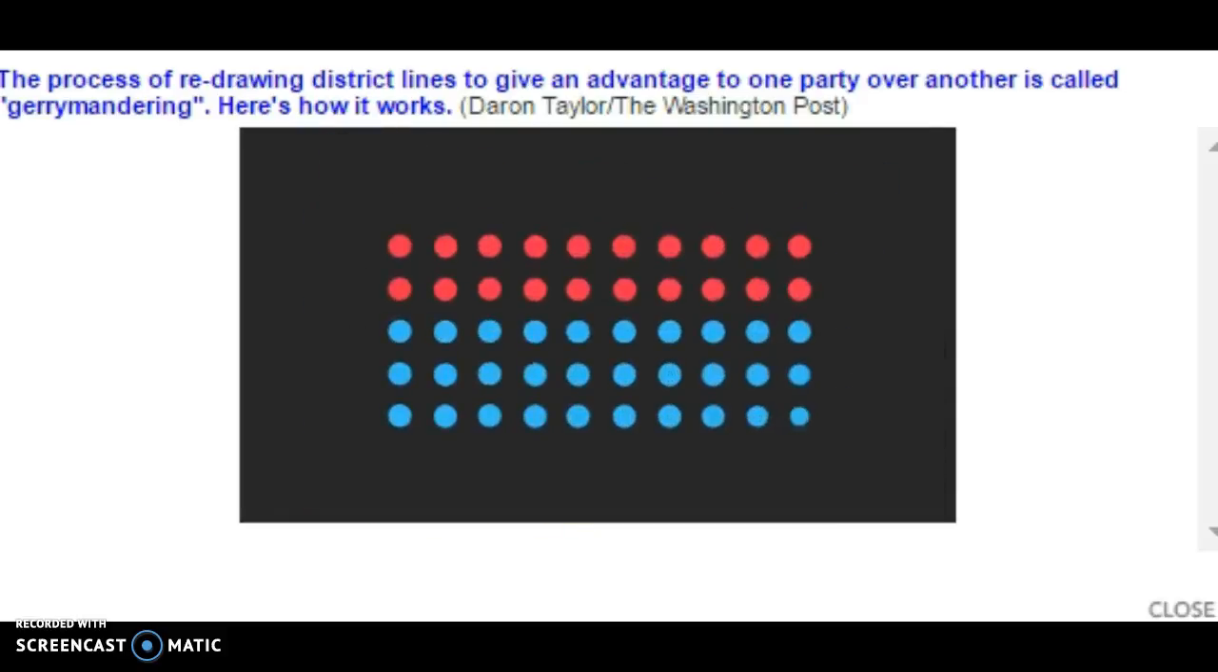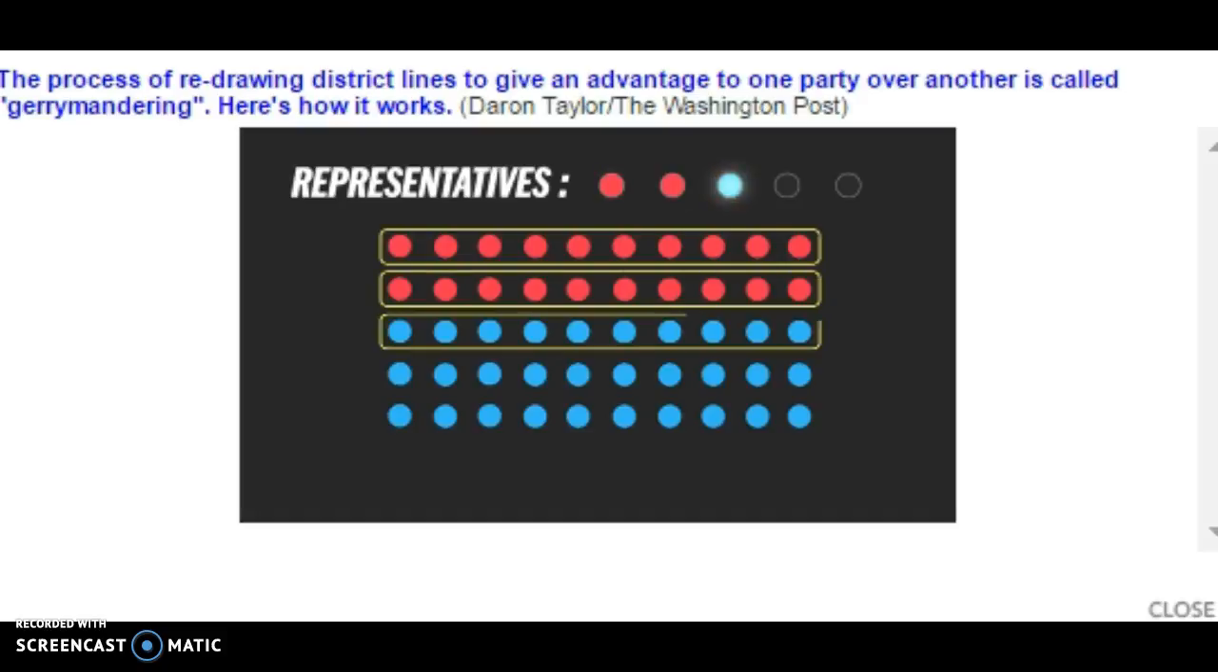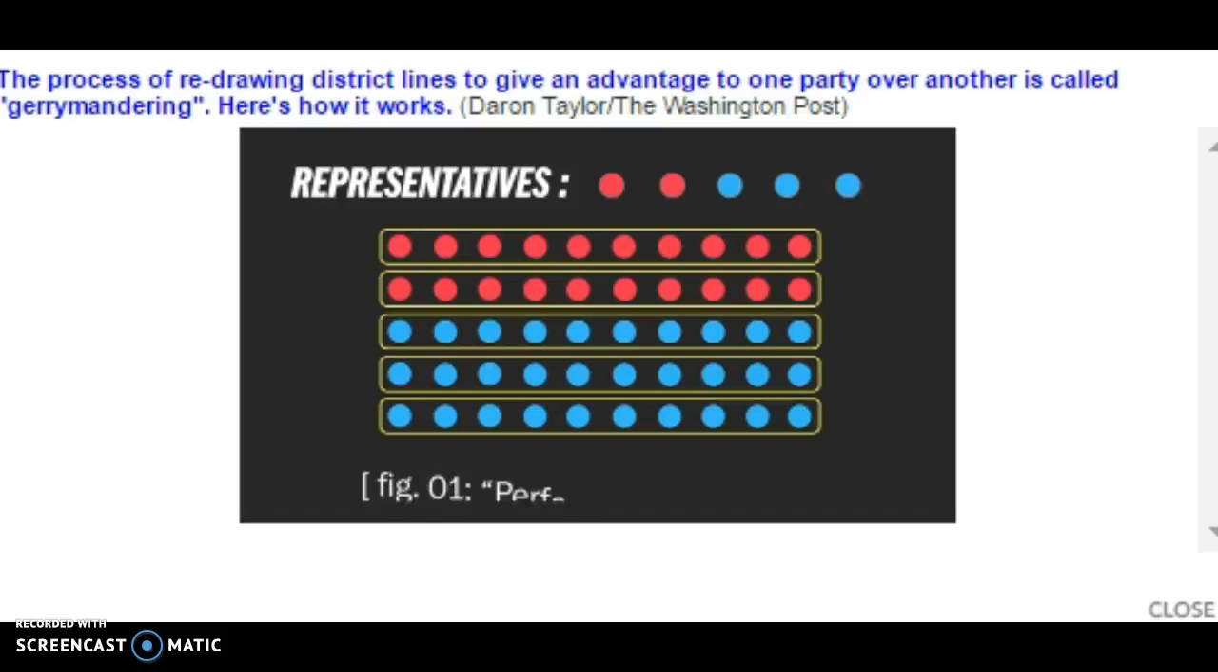Suppose we have a very tiny state of 50 people. 30 of them belong to the blue party, and 20 belong to the red party. And just our luck, they all live in a nice even grid with blues on one side of the state and reds on the other. Now, let's say we need to divide the state into 5 districts. Each district will send 1 representative to the House to represent the people. Fortunately, because our citizens live in a neatly ordered grid, it's easy to draw 5 lengthy districts, 2 for the reds and 3 for the blues. Voila! Perfectly proportional representation, just as the founders intended.